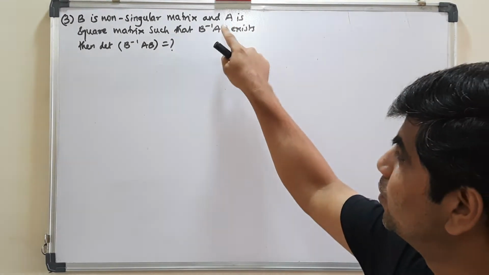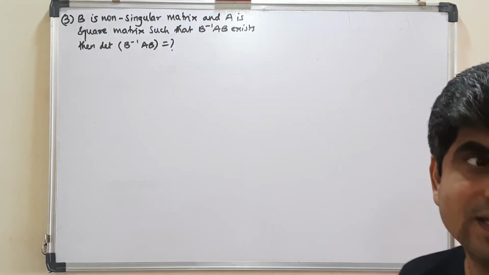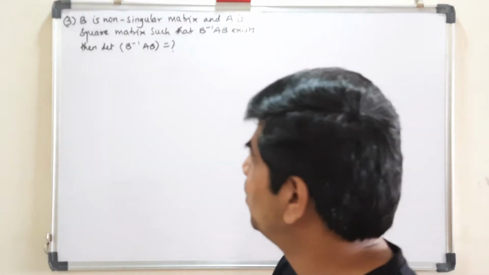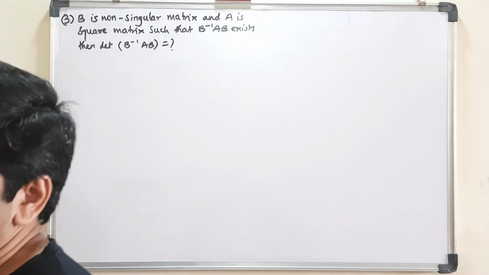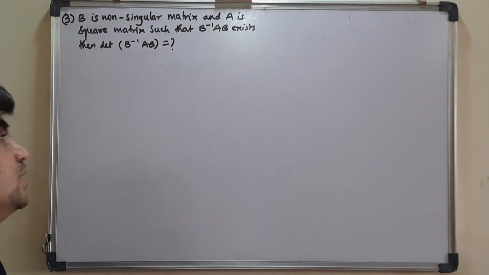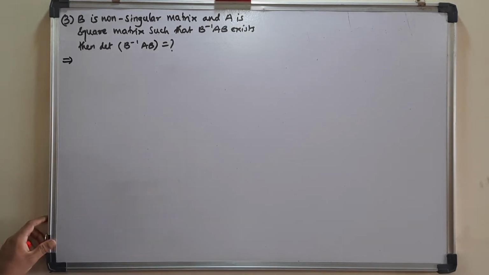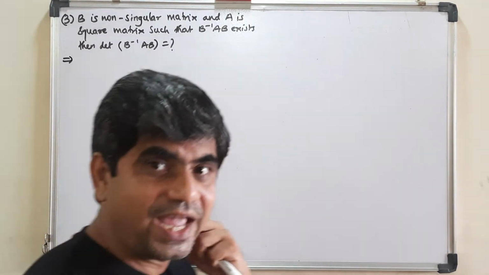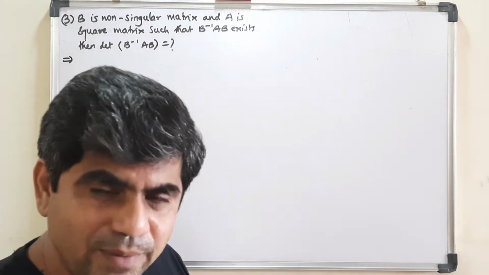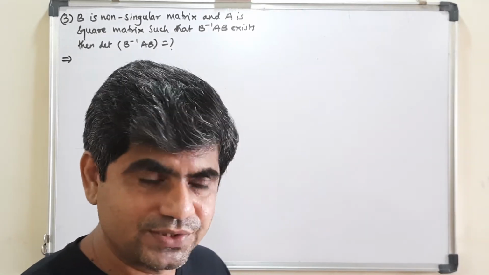That means B inverse AB exists. If it exists, then obviously the determinant value can be found. Agreed? Before I go to this particular part, let me think about what the behavior of A inverse will be, or what the determinant of A inverse will be.